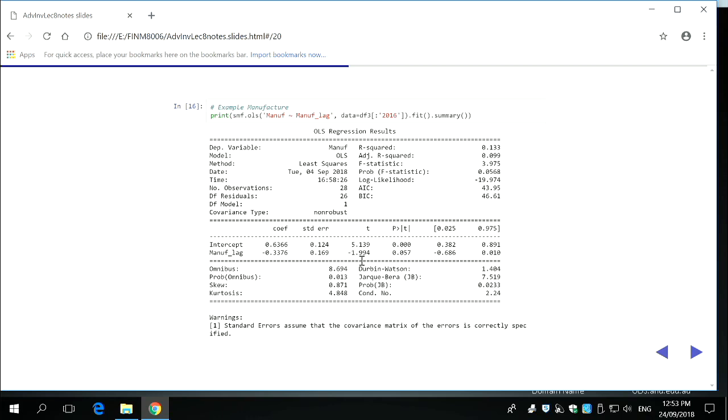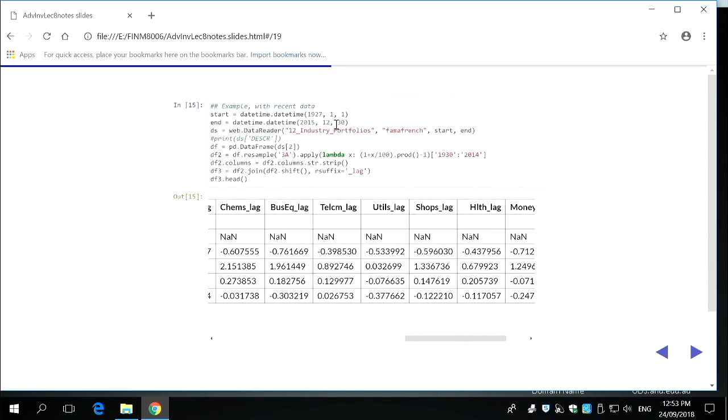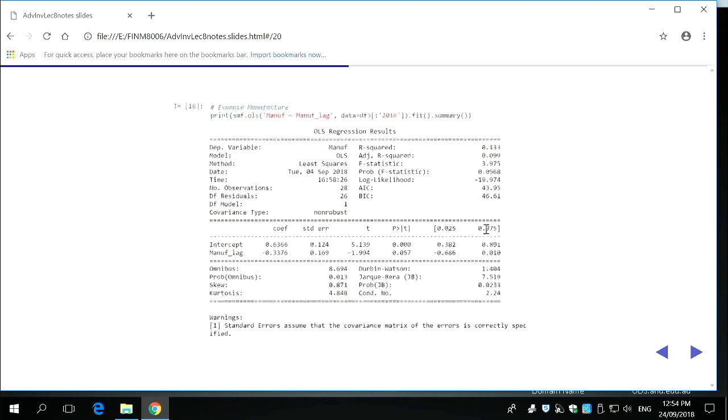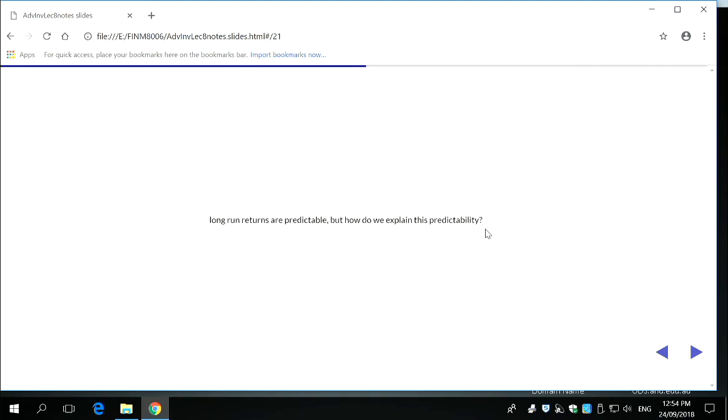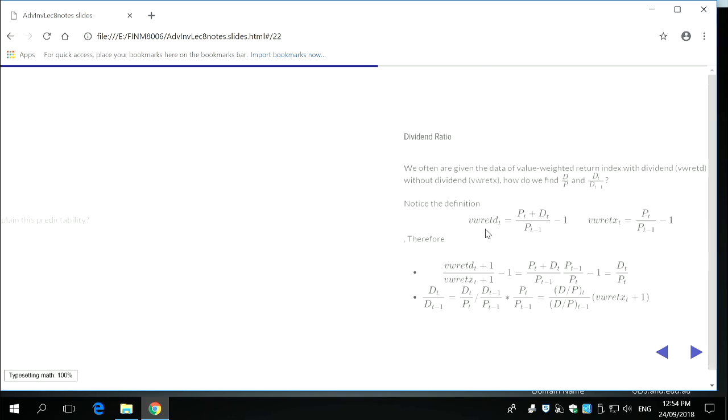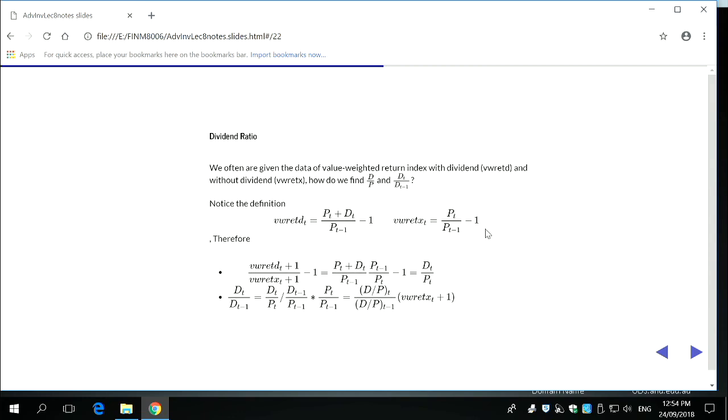And this is actually consistent with what Fama and French found in their 1988 paper. The data I use is from 1927 to 2015, so the data actually extends beyond the 1988 paper, and this is still true. So this long-run predictability has not been going away. The question here is, how do we actually explain this predictability?